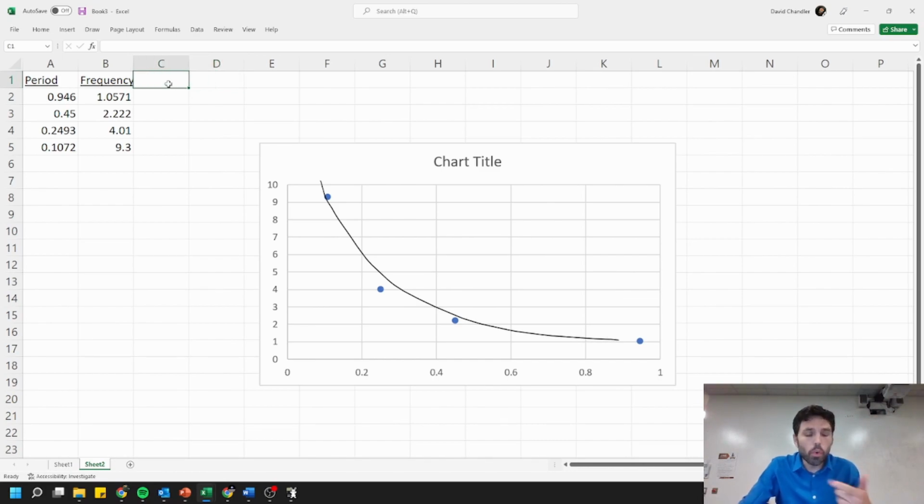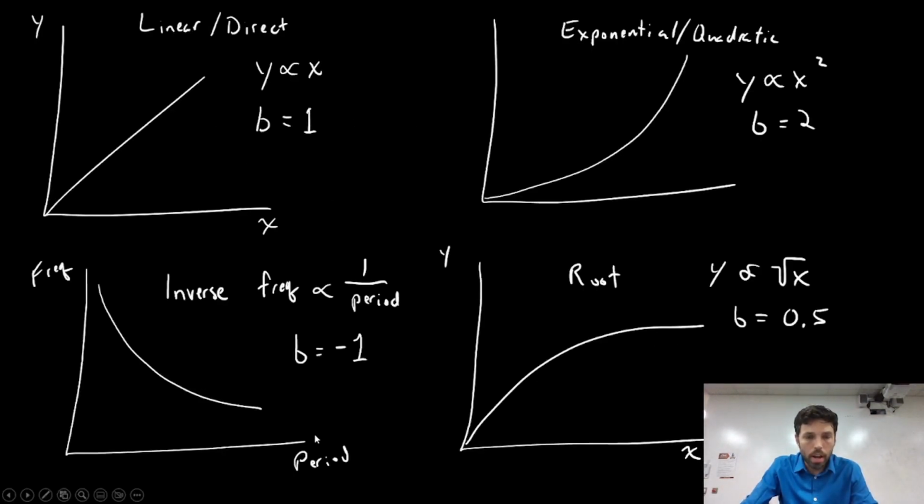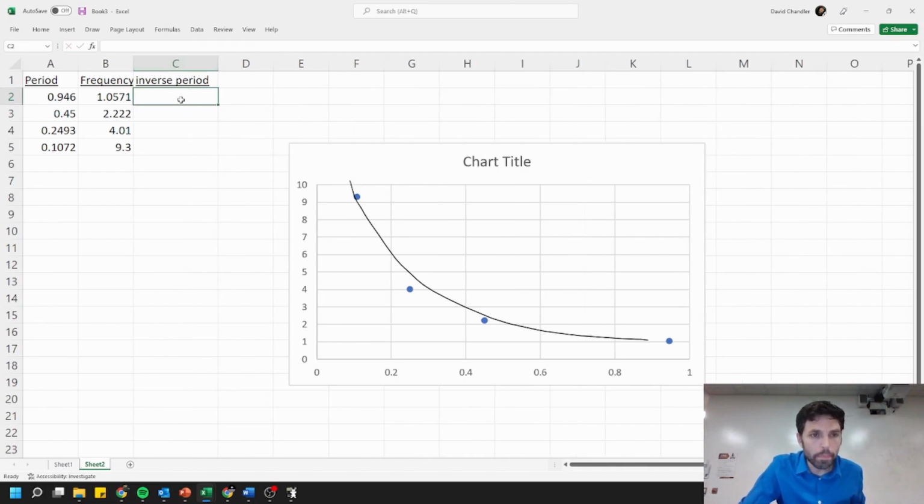And I'm going to force it to be 1 over the period. I'm going to graph 1 over the period. So how do I do that? I'm going to do inverse period here in my Excel, just to label that. And I'm going to hit equal sign. I'm telling Excel, hey, I'm going to give you a formula to do. I'm going to do 1 divided by, and I'm going to click on the period cell, A2, hit enter, and it takes the inverse for me.